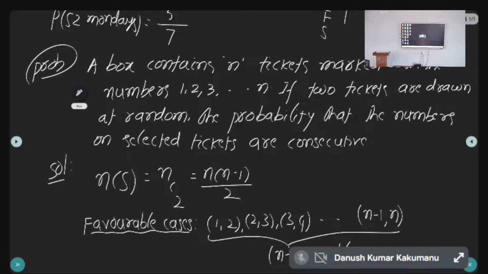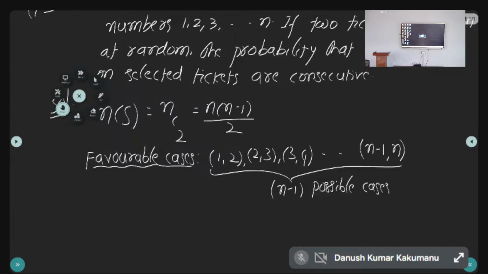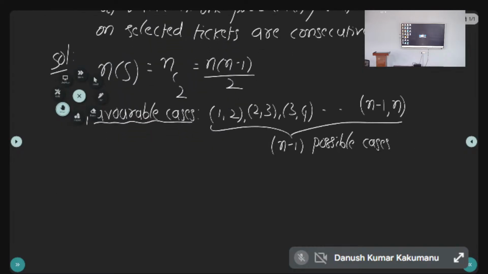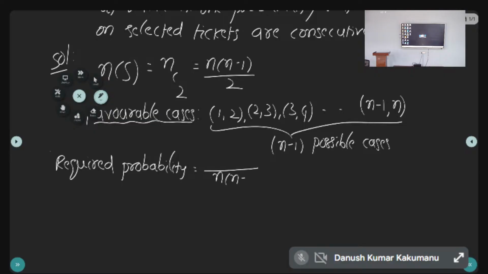Therefore, what is the required probability? Numerator is n minus 1, denominator is n of s, n into n minus 1 by 2. Both will cancel. 2 goes to the numerator. 2 by n is the answer.